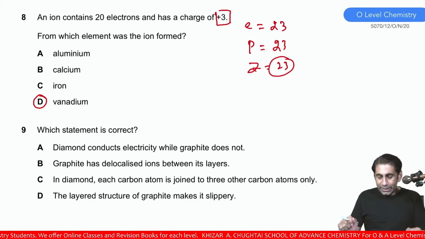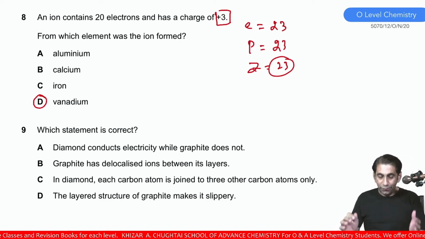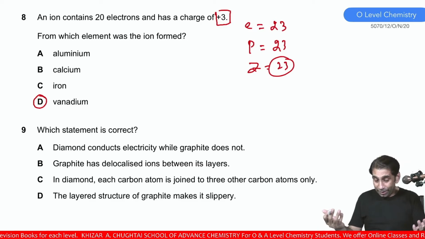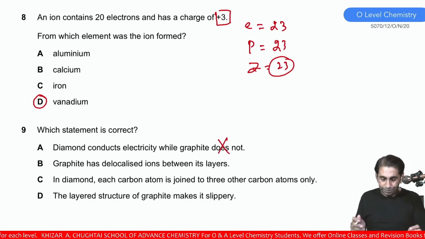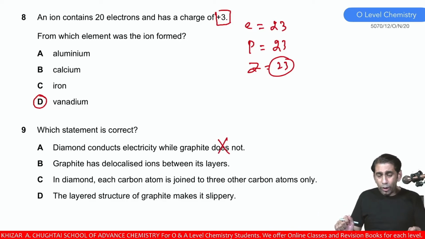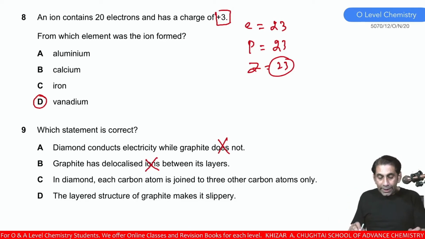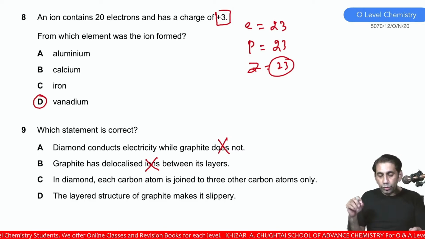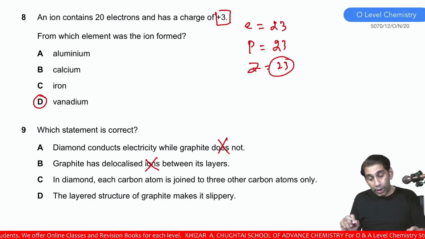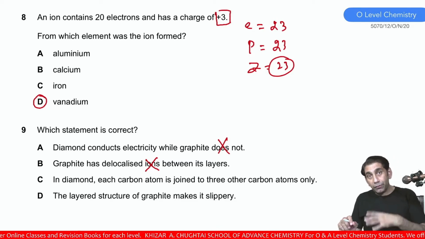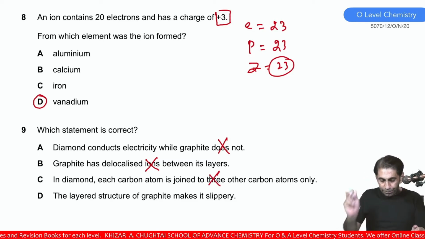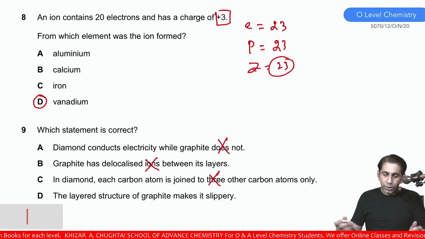Which statement is correct for the next question? Diamond conducts electricity while graphite does not. No, it's a learning based question. It's a fact that diamond cannot conduct electricity. The first one is wrong. Graphite has delocalized ions between its layers. No, not ions. It has delocalized electrons, not ions. It's wrong. In diamond, each carbon atom is joined to 3 other carbon atoms. No, in diamond, each carbon atom is joined with 4 other carbon atoms. So again, it's wrong.